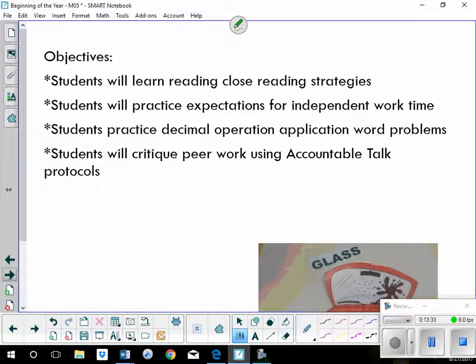All right, so let's look a little bit at our objectives. I'm going to cross this last one off just because we didn't talk about that one today. And the first one is that students will learn close reading strategies. I want you to think, do I understand close reading strategies? The second one is students will practice expectations for independent work time. Did you practice expectations for independent work time? Did you keep to yourself when you were supposed to work by yourself and not distract others? Did you do your very best work? And the last one is students will practice decimal operation application word problems. And hopefully you got through several of those problems today and you got a lot of practice. Thanks for listening.